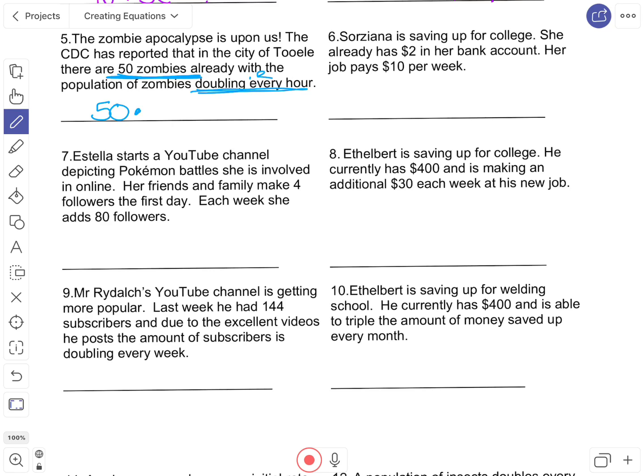So we take our 50 and we double it. And every hour we're doubling it. So I fix the hour up there as an exponent, and that'll tell us how many total zombies, right? If we wanted to write total zombies here.